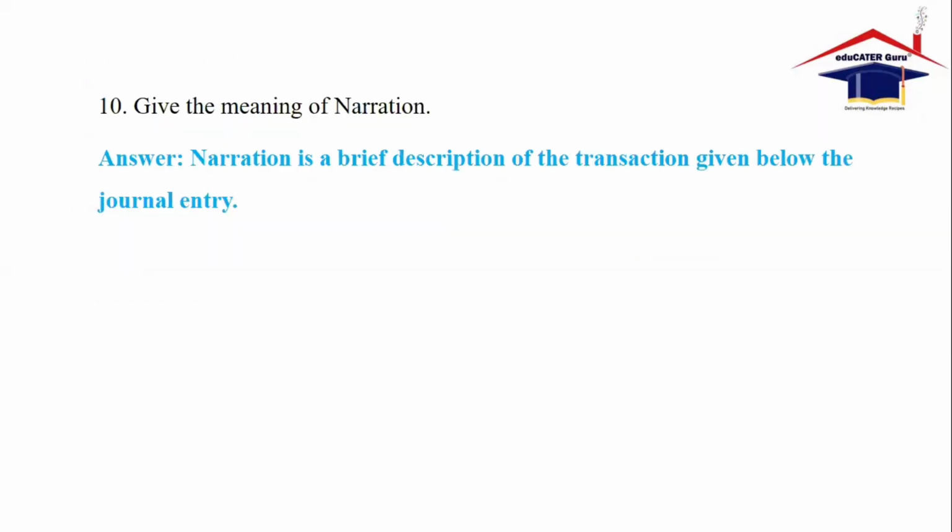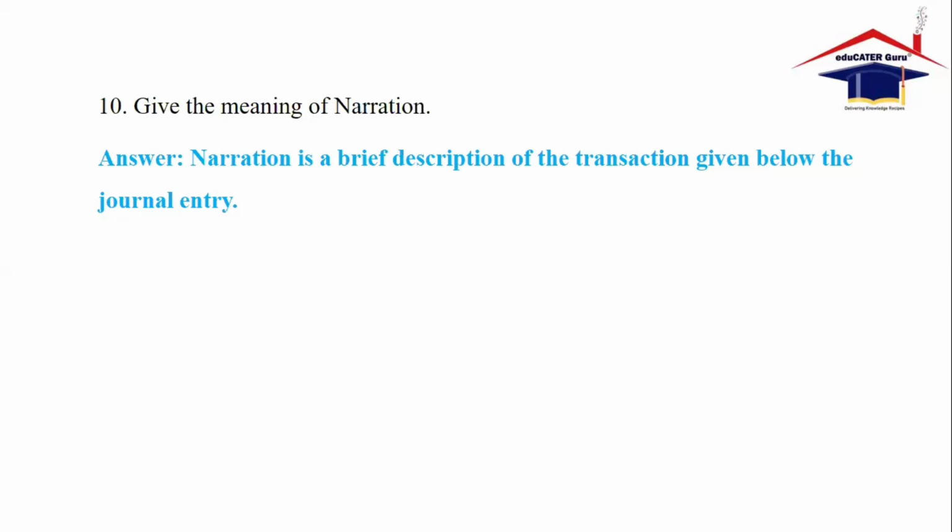Next, give the meaning of narration. Narration is a brief description of the transaction given below the journal entry. For example, you have made a purchase of some goods worth rupees 1000 for cash. So the entry goes like purchase account debit to cash account 1000 rupees.